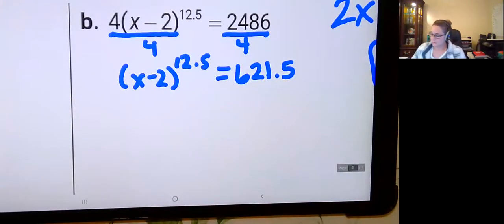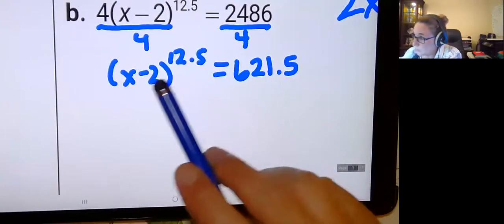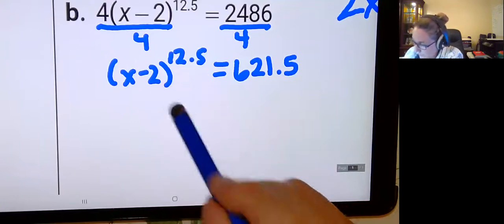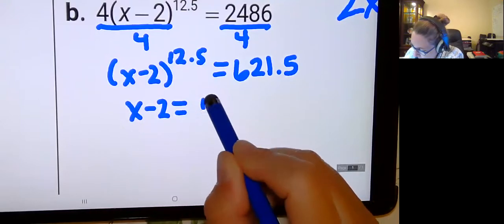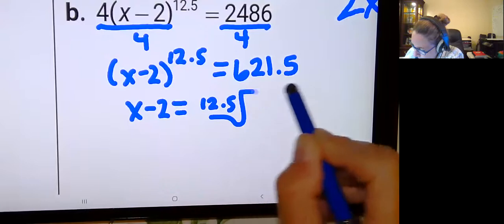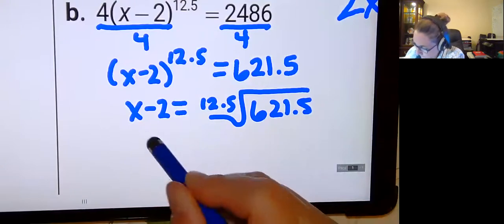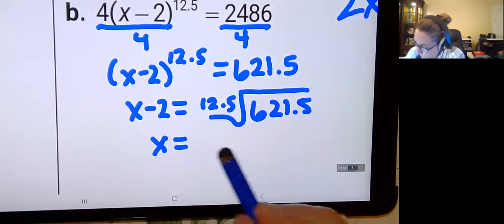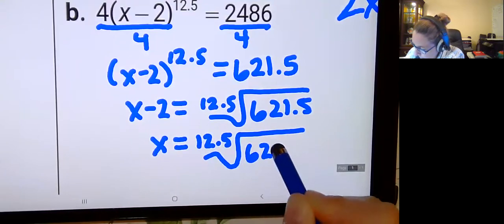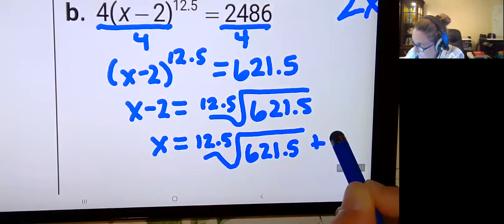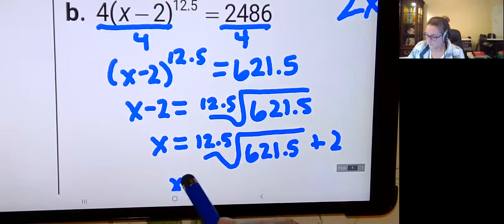So now what I'm going to do is take the 12.5 root of both sides. When I take the 12.5 root of this side, I get x minus 2. And then I'm going to take the 12.5 root of this side, and I'll put that in my calculator here in a minute. The last thing I'm going to do is add this 2 over. So I'm going to take the 12.5 root of 621.5 plus 2, and this plus 2 is outside of my square root.